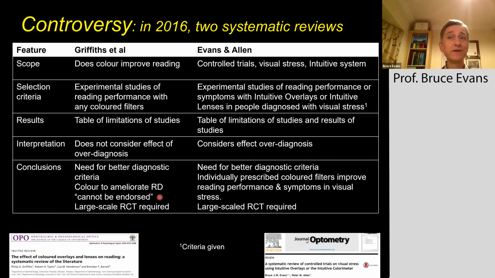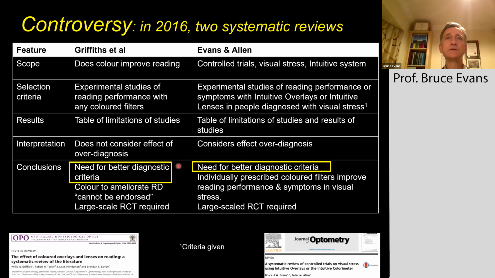Now, both reviews agreed on a couple of things. They both agreed that we need more large-scale randomized controlled trials. And before you can do that, both reviews agreed that we needed better diagnostic criteria. And this talk really is about this first stage. And to be fair to people who have researched visual stress without selecting a population with visual stress, if there's not a great deal of clarity about the diagnostic criteria for visual stress, you can't really blame them.